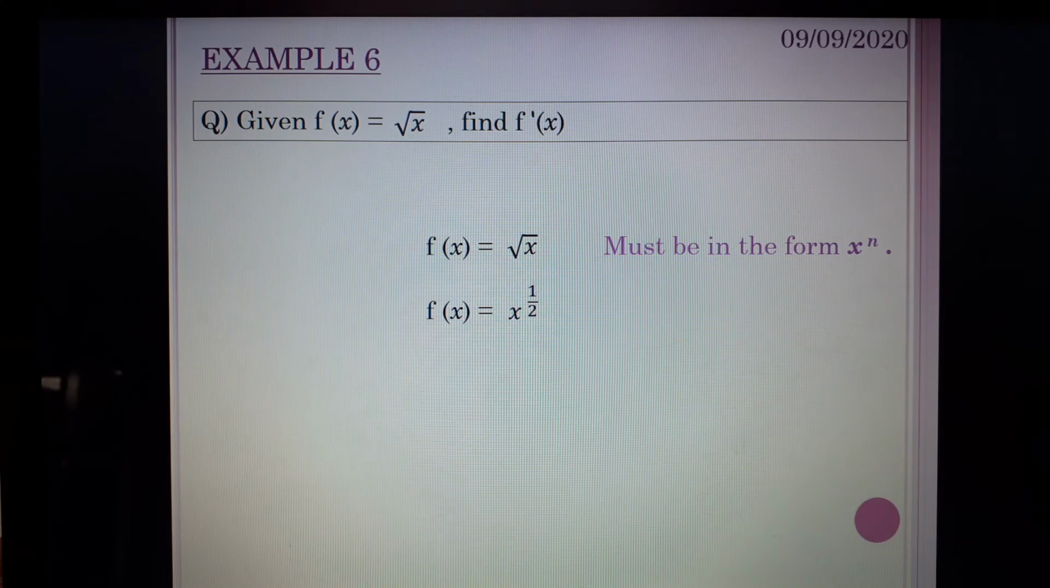We're now ready to differentiate by writing f dashed of x equals, we multiply by the power, which is a half, and we're going to subtract 1 from the power. So we're going to do 1 half minus 2 halves, which is minus 1 half. Then we can bring the x back down to the bottom, which makes it 1 over 2x to the power positive a half.